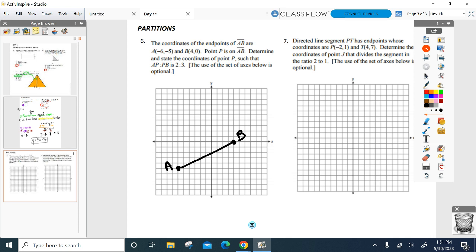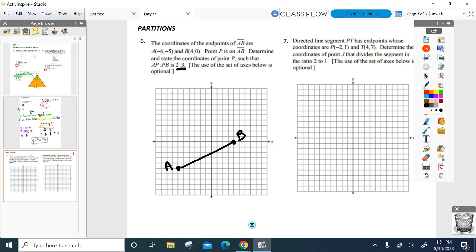If for some reason the problem does not provide a graph, still no excuse. At the end of your packet on the Regents exam, you have your formula sheet and a sheet of scrap graph paper. So even if they don't provide one and say it's optional, you got some in the back. All right. Where's point P? That partitions it into a ratio of 2 to 3.